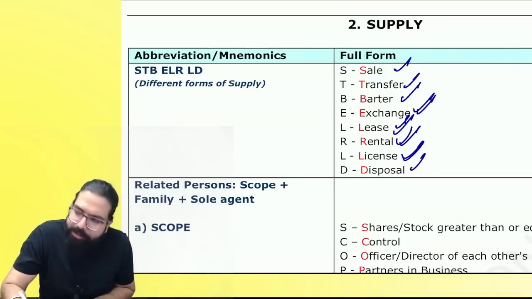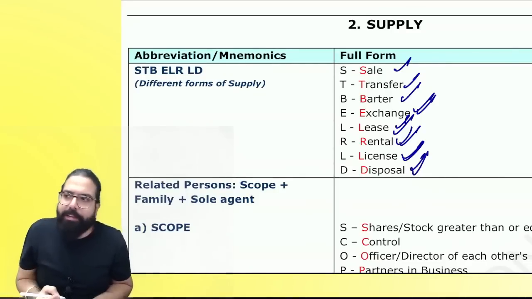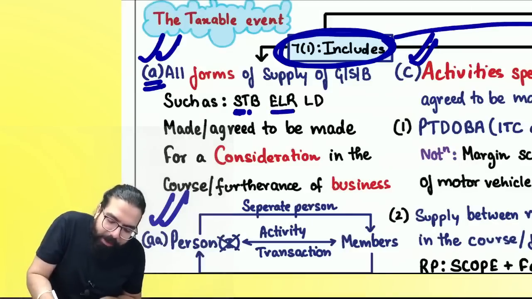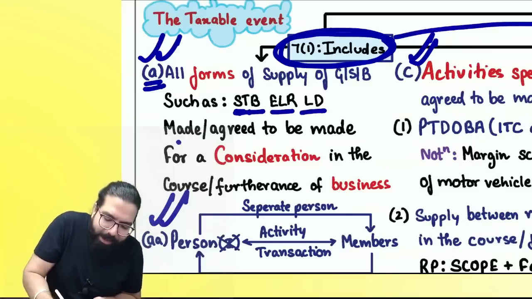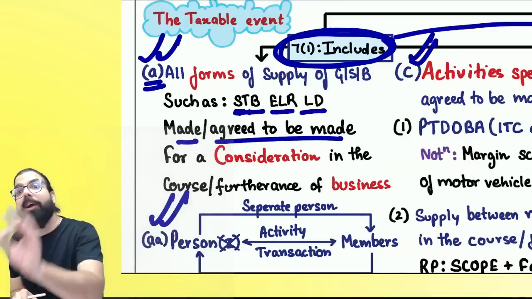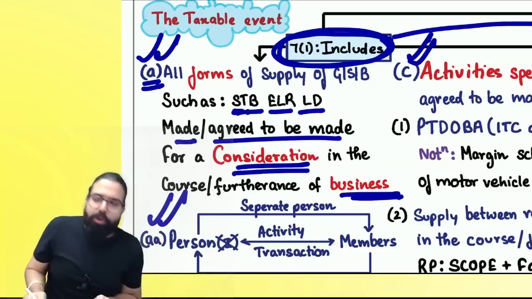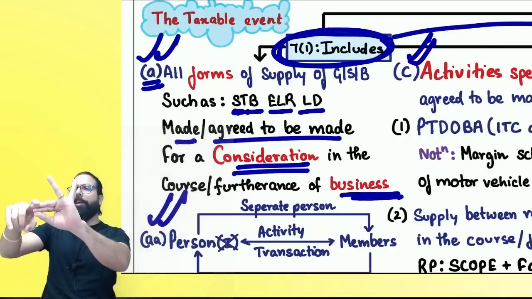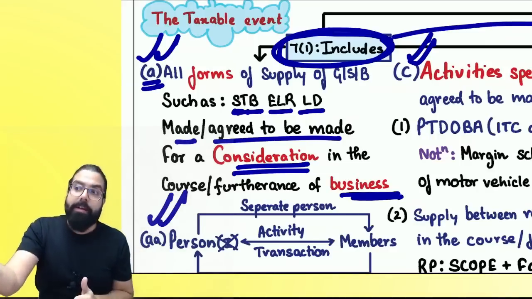Then we have license. I made a software, I licensed it out. Then disposal, any scrap if you go ahead and dispose. So it says sale, transfer, barter, exchange, lease, rental, license, disposal, made or agreed to be made, even if you agree that I will do, for a consideration in the course of your business, it will be considered as supply.